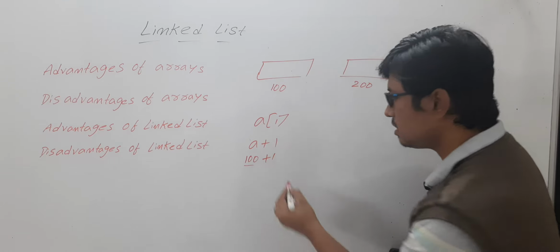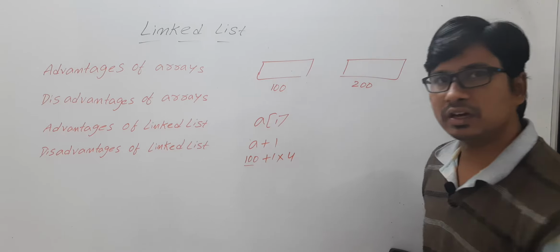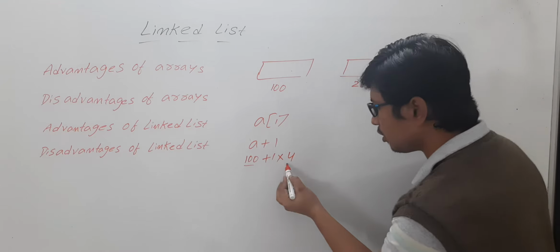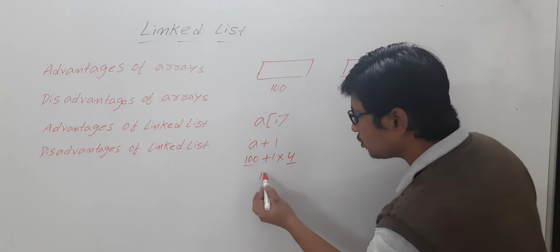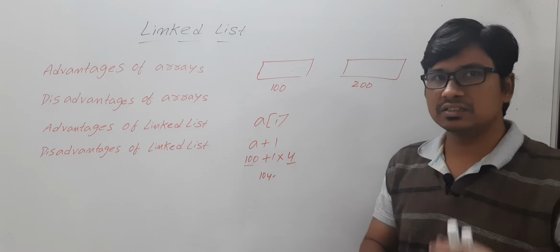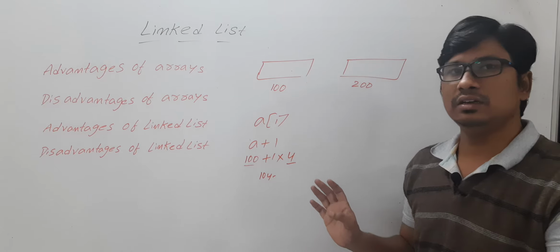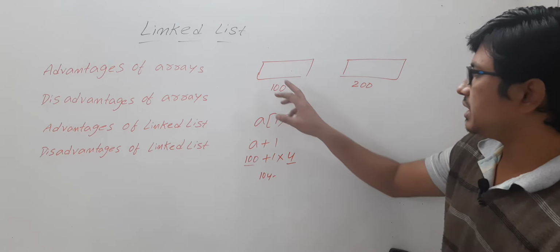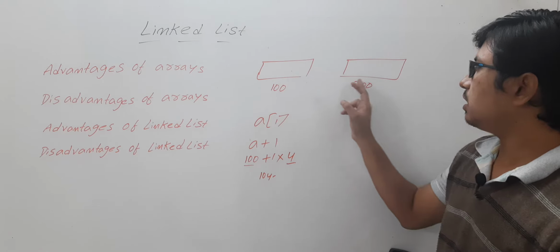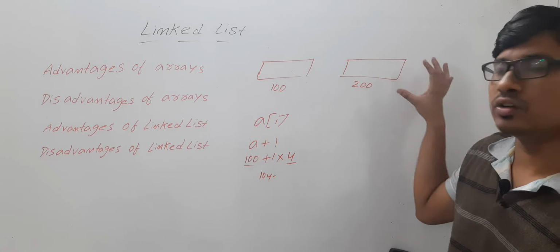This is the address. Then 1 into, you will multiply the size of the data type. If you are doing an integer in a 32-bit compiler, it will occupy 4 bytes. So in 104 memory location, the next element will be there. So if you know the base address of the array, you can easily find the address of any index of the array. But now as you are creating the nodes, they are dynamically created, so they will not be allocated in a contiguous location.